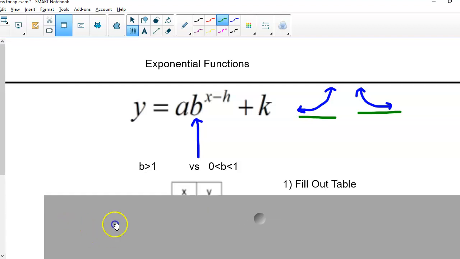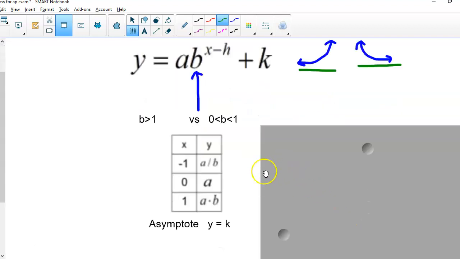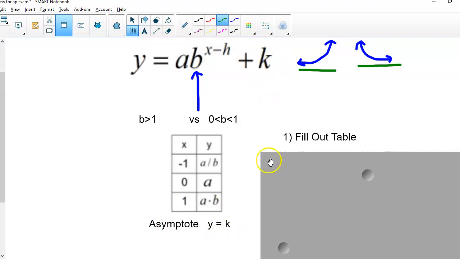What we usually do is we start out with this table that we learned when we talked about this lesson. Our x values are -1, 0, and 1. Our y values are a divided by b, then a, and then a times b. And we always have an asymptote at y is equal to k, whatever that k value is. So that's the first thing: we fill out the table just as is.